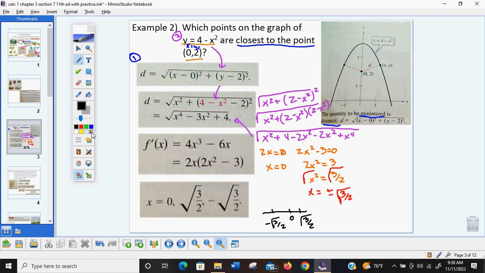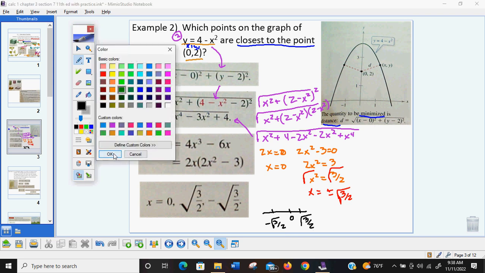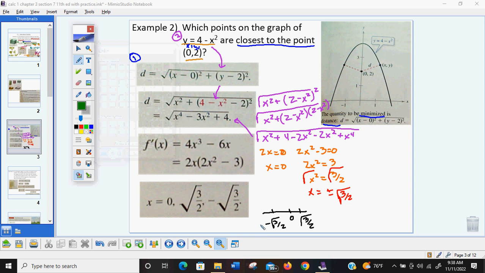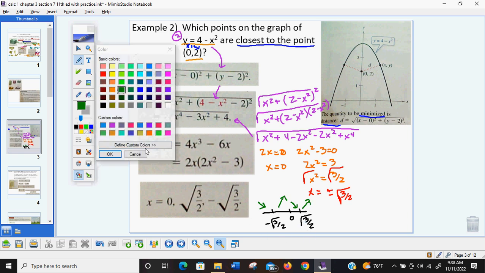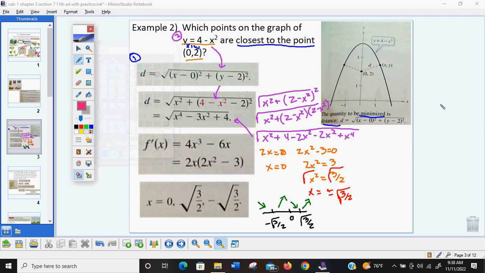Now, if we plug in numbers and we test them, if we plug in a negative 2, we're going to come back with a negative number. So it's going to be going down. If we plug in a negative 1, we get a positive number. If we plug in a positive 1, we get a negative number. And if we plug in a positive 2, we get a positive number. Now what happens here is we have 2 minimizations. We are looking for the minimum, not a maximum, so we have 2 right here.